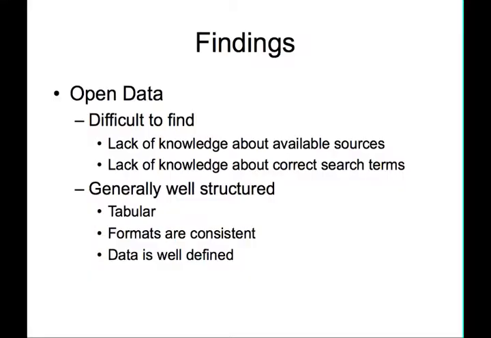Our findings with regard to data was that it was often quite difficult to find useful data sources. Despite there being a rather large hub of open data, even within that, it's quite difficult to identify the correct search terms that allow you to find the data that you're interested in. However, when you found the data, it was generally well structured. It was usually tabular, the formats were consistent with each other, it usually had good headings, and the data was well defined. So we found no problems in extracting information from the data, but we did find problems in how people identified that data in the first place.